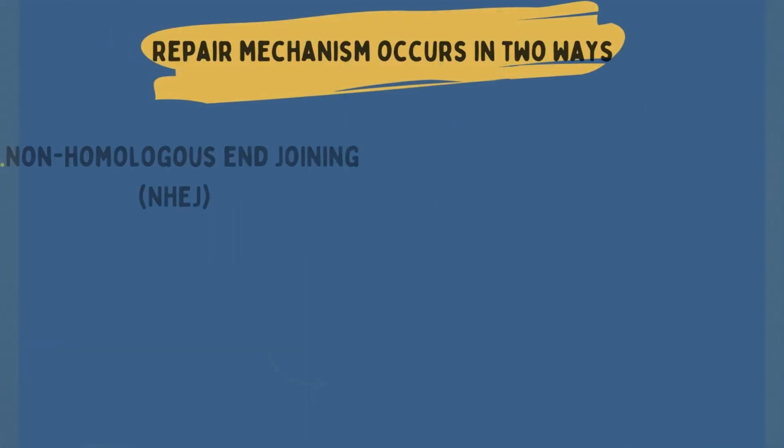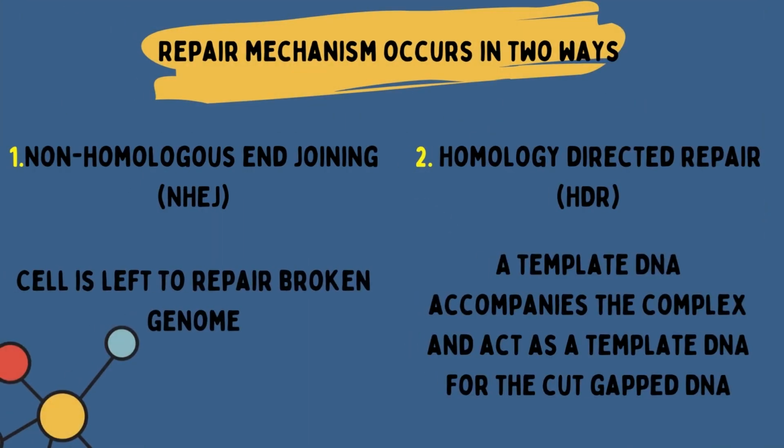Following that, a repair mechanism occurs in two ways to mend the double-strand break. The first repair mechanism is called non-homologous end joining, or NHEJ for short. In this repair mechanism, the cell is left to mend the ends of the DNA either by joining the genome or inserting a sequence as a replacement for the cut targeted gene. This mechanism is referred to as non-homologous because the break ends are directly ligated without the need for a homologous template.